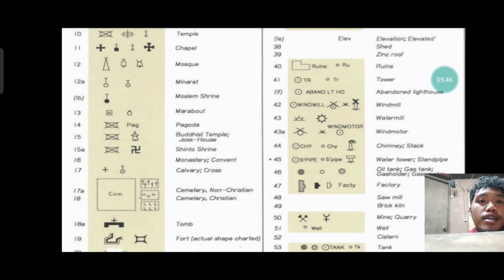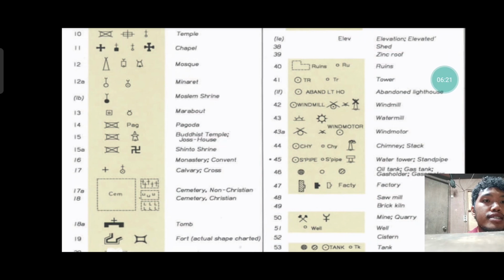Next is the Buddhist house temple, Shinto shrine. Next is the monastery or Calvary cross. Next is the cemetery, non-Christian, and the other one is the cemetery, Christian. Next, this house-like symbol that has a cross is for the tomb. Next is the fort, actual shape of the chartered. Next is the elevation or elevated shed, and its abbreviation is ELEV. Next is the zinc roof.